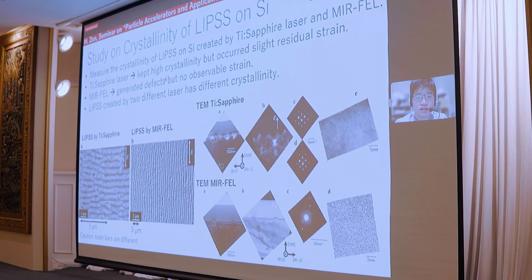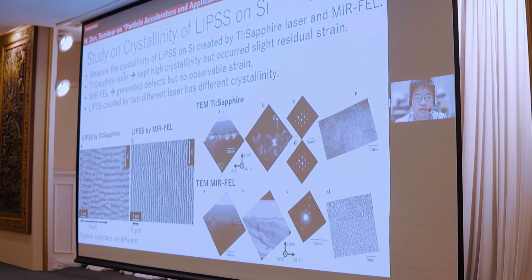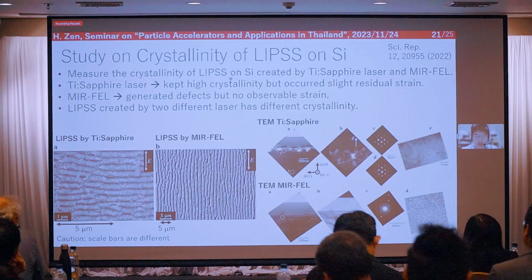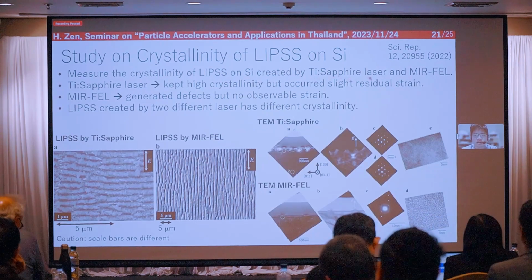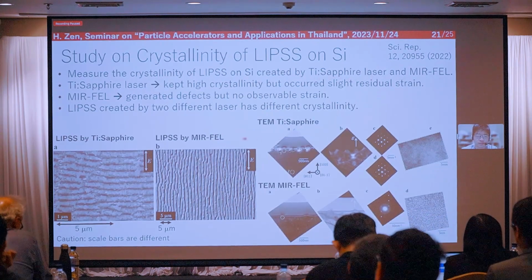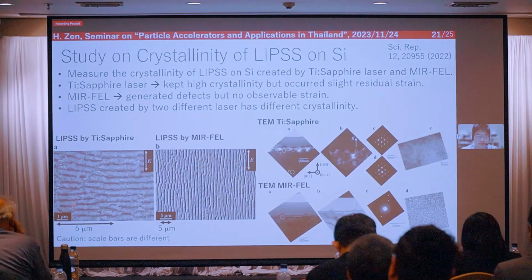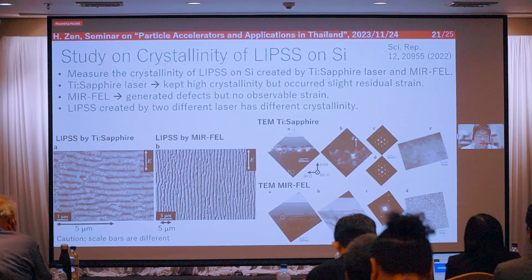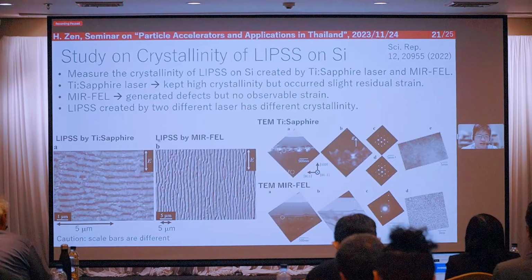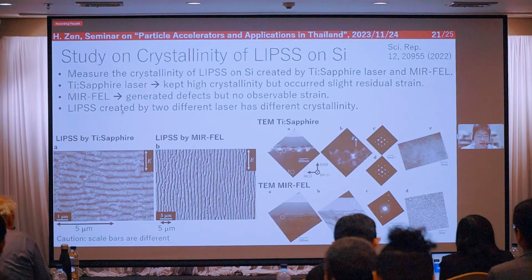And the user also studied the crystallinity of the LIPSS on silicon. They measured the crystallinity of LIPSS on silicon created by a titanium sapphire laser and the mid-infrared free-electron laser. These are the images of the created LIPSS. The left one is the LIPSS by titanium sapphire laser, and the right one is the LIPSS by MIR-FEL.